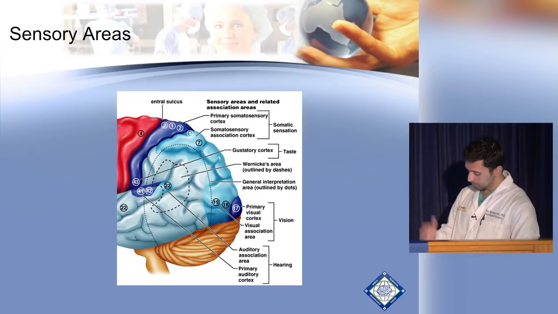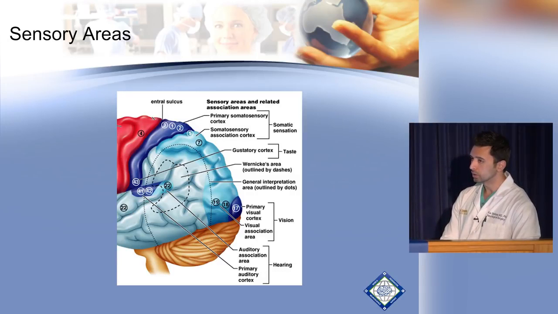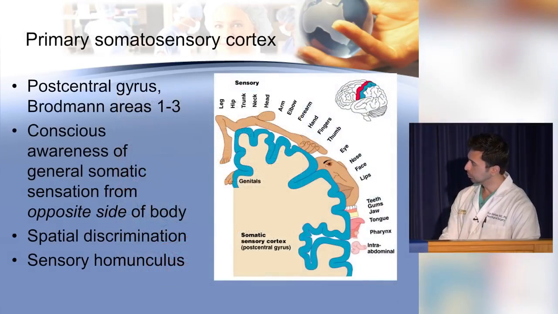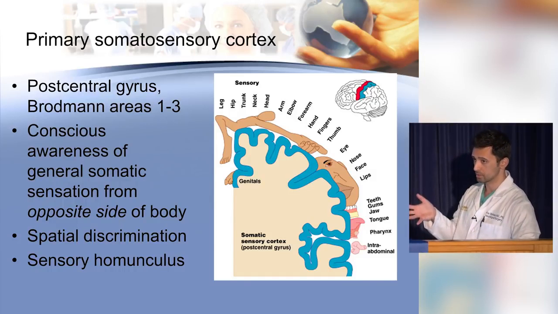So then if we move back behind the central sulcus, we get into the sensory areas, and a lot of the brain is dedicated to sensory processing, to understanding the world around us and understanding stimuli as they come in. And a lot of it happens in this primary sensory cortex, or this postcentral gyrus, the gyrus right behind the central sulcus.